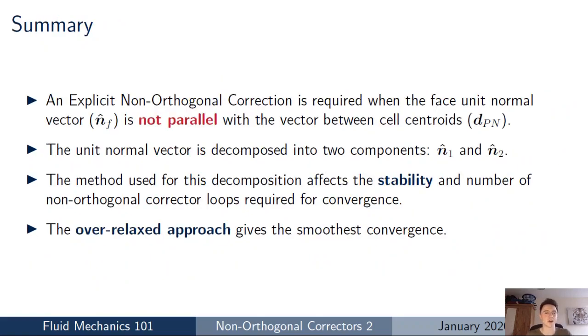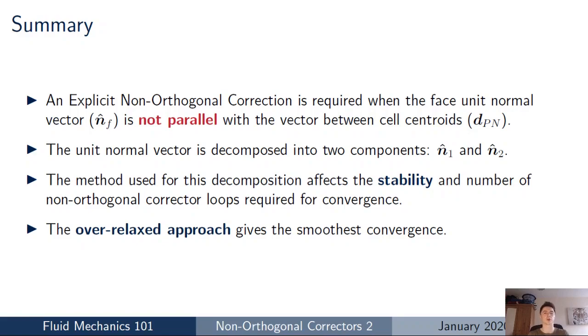So that just about brings me to the end of the talk. Just to summarize the key points that I've gone through here, an explicit non-orthogonal correction is required because the face unit normal vector, NF, always points directly out of the cell, and this is not necessarily parallel with the vector that runs between the two centroids across that face. And if we have a perfectly square or rectangular mesh, those vectors will be parallel, but in the general case those vectors aren't parallel, and so we have to account for that in order to evaluate the dot product.